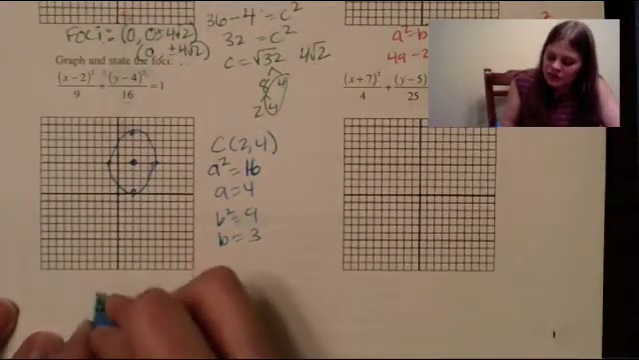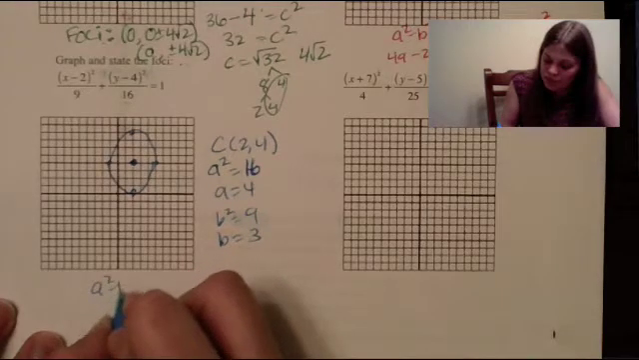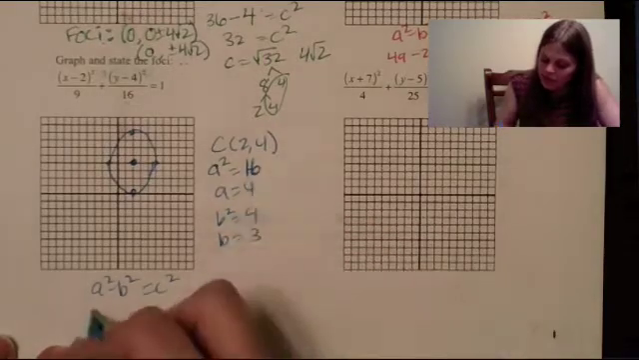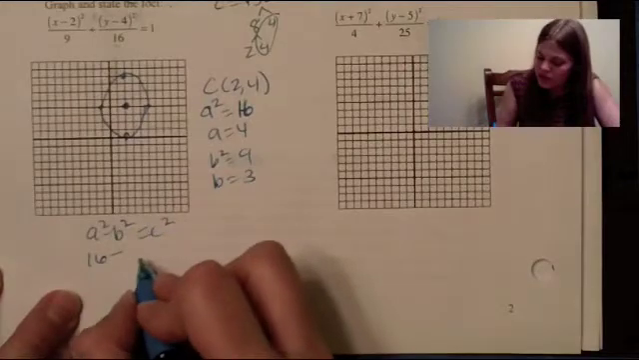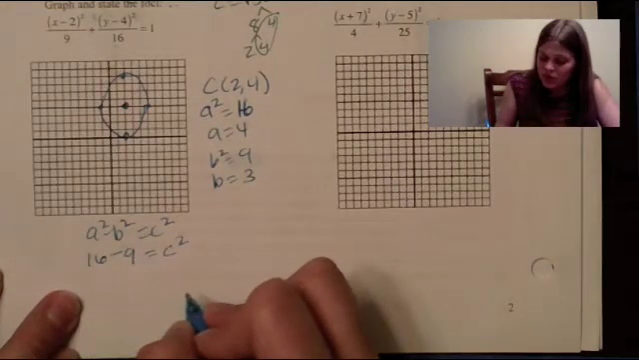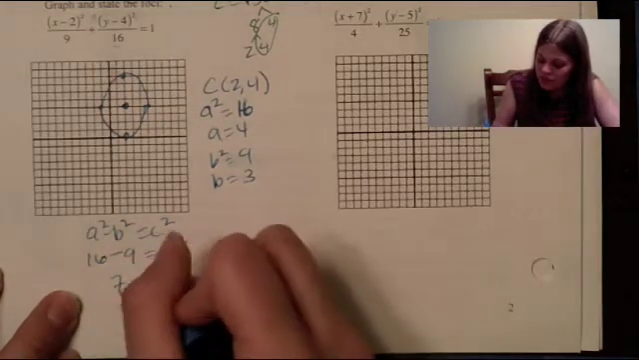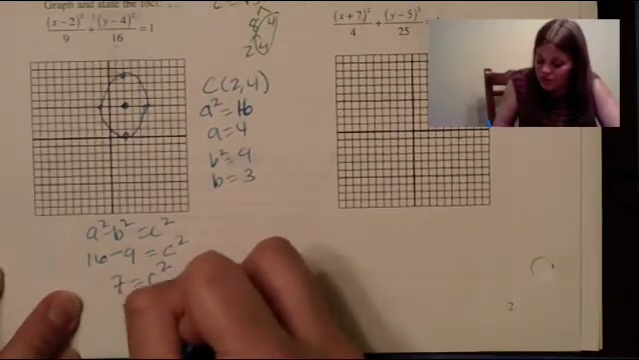Okay, so to find your foci, you take a squared minus b squared equals c squared. So I have my a squared value is 16, b squared is 9. So 16 minus 9 gives you 7. So that gives you 7 is your c squared, so c is root 7.